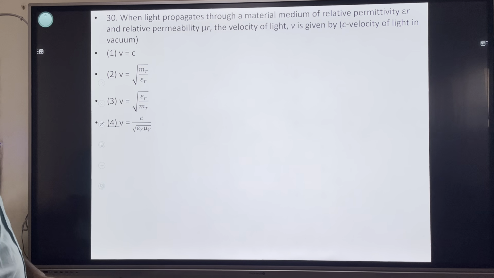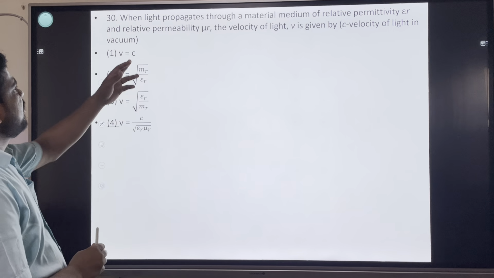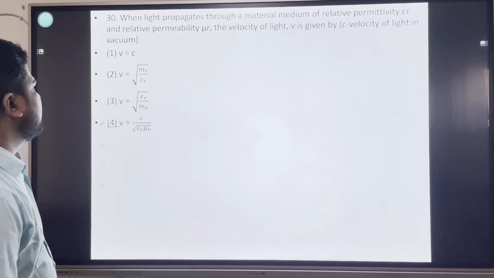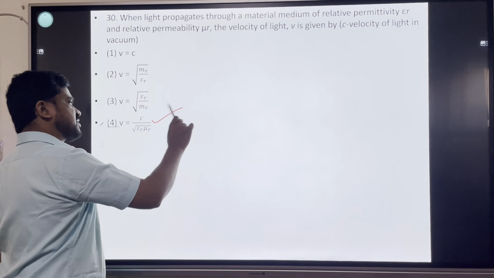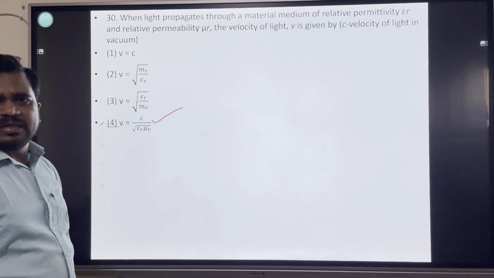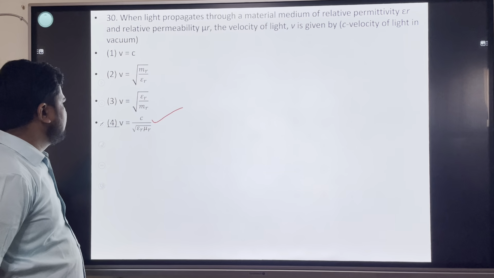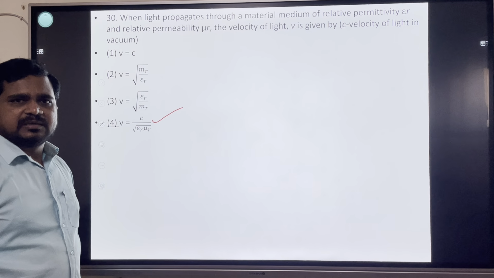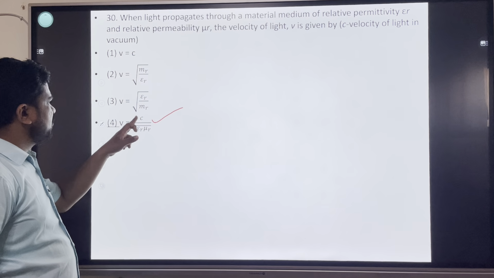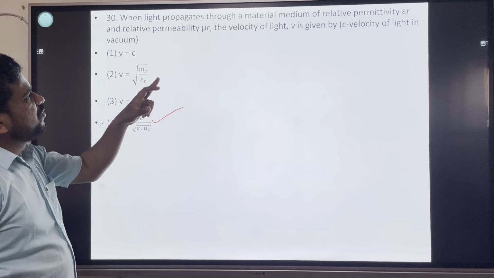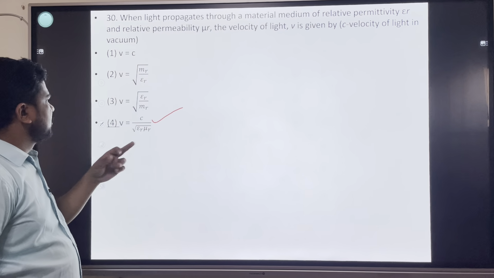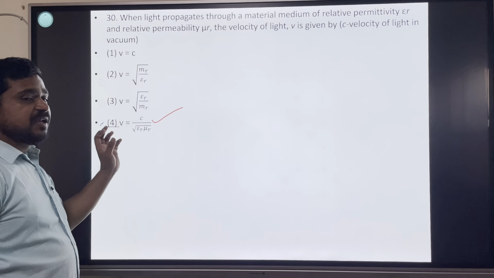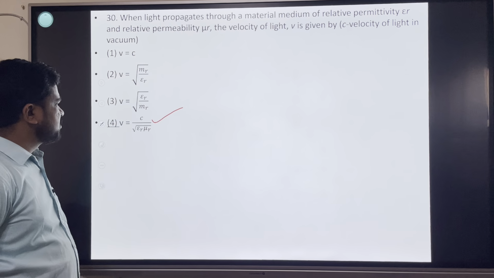Next question: when light propagates through a material medium of relative permittivity epsilon r and relative permeability mu r, the velocity of light v is given by, memorize this formula, keep it in mind: v is equal to c divided by square root of epsilon r mu r. Velocity v equal to c, speed of light, velocity of wave v in terms of electromagnetic wave is c divided by square root of epsilon r mu r.